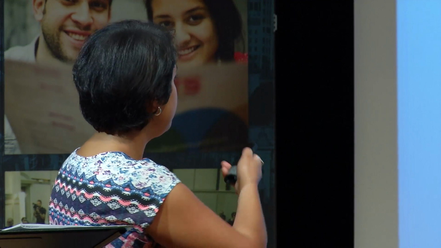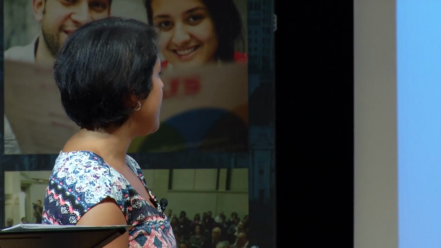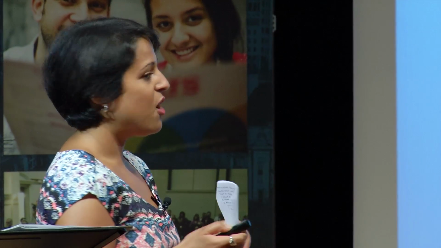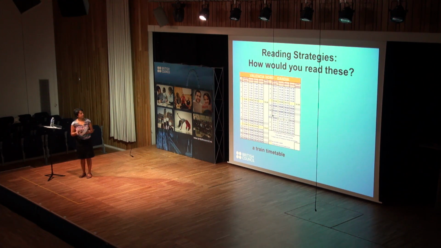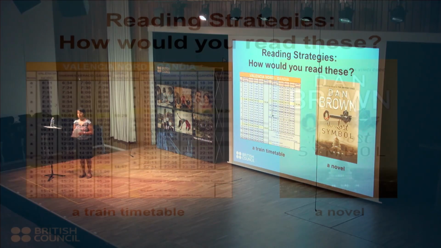Okay, so talking about employing the correct strategy, how would you read these 2 texts? So I'm going to show you 2 different texts. And I want you to discuss with your partner how you would read them. Would you read them in the same way, or would you read them differently? So you've got a train timetable and a novel.